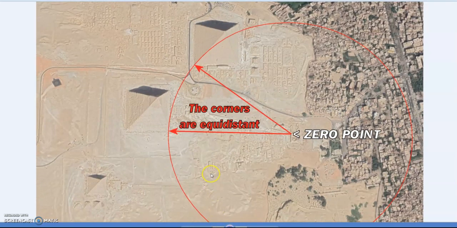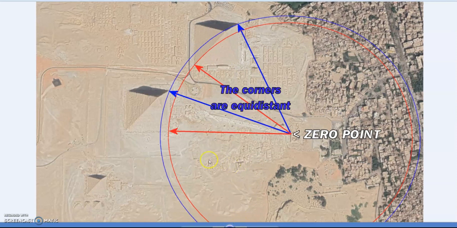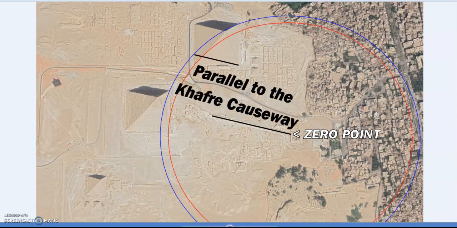So from the 0 point we draw this circle, we have corners that are equidistant. Again, I would love to have access to better equipment, but again, have a look for yourself. This circle from the 0 point would also seem to pass directly through the center of the Great Pyramid. I cannot measure it to the precision I would love to. The blue circle joins the corners as well. And now we have a parallel causeway. This is a very important angle which we'll find in other places in future episodes.